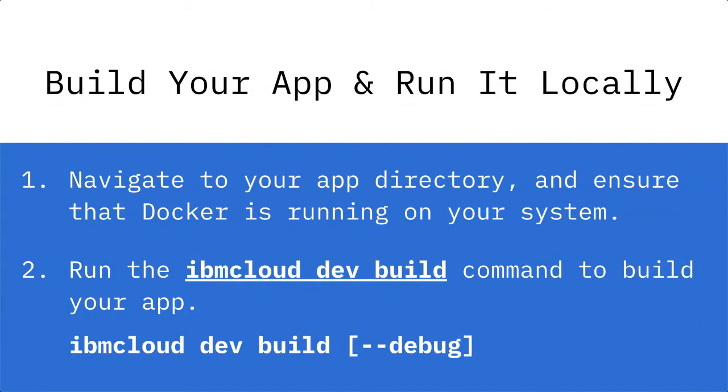So we want to build our application now and run it locally. So we're going to navigate back to our app directory, which we're probably already in, and ensure that Docker is running on your system. So if you run the IBM Cloud Dev Build command to build your application, and then you can also run IBM Cloud Dev Build with the debugger. We'll show you any issues that you might be having.